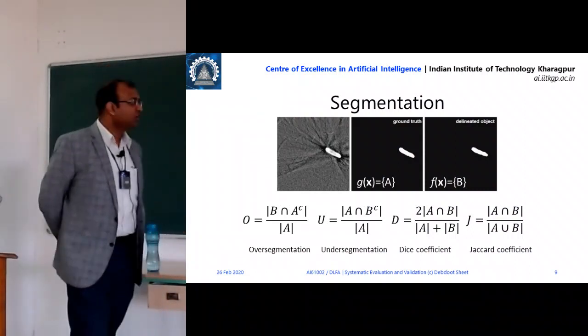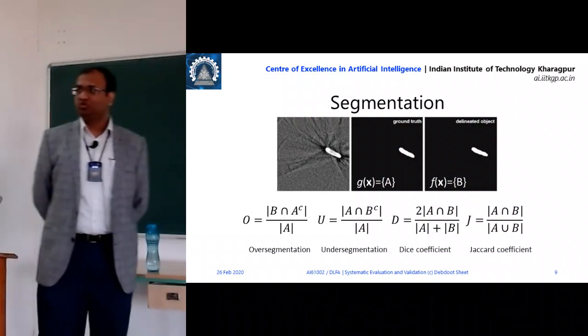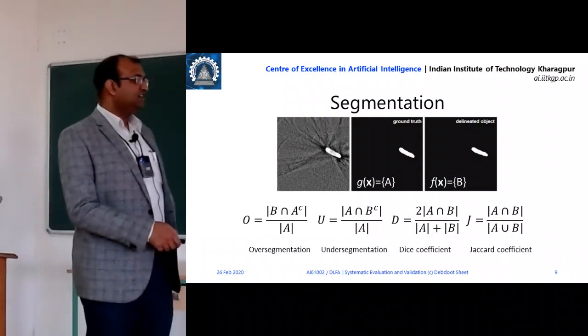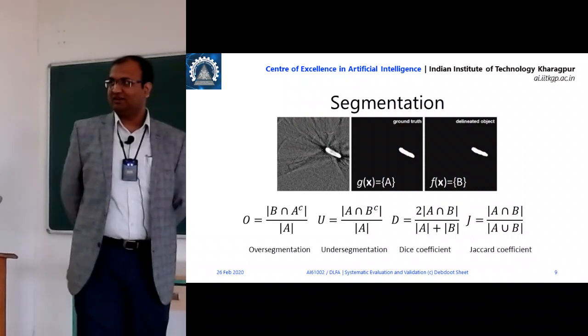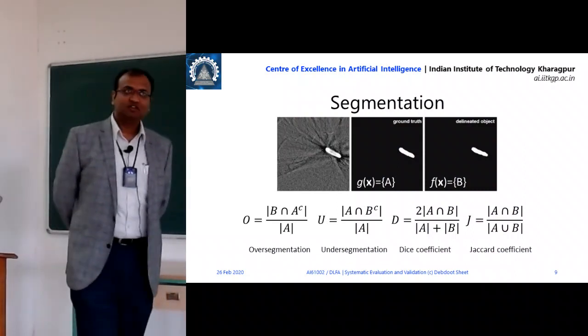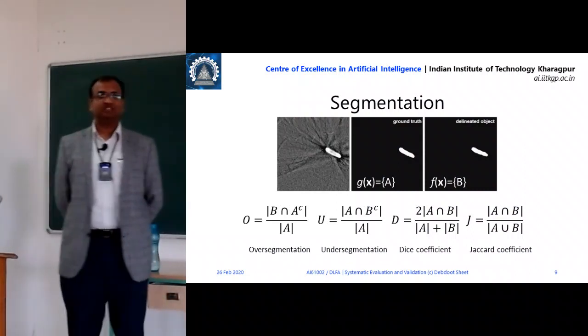Now these costs are essentially limited to 0 to 1. In fact, for your dice and Jaccard, you also have differentiable costs available. So dice itself is a loss which is very commonly used in semantic segmentation kind of problems.